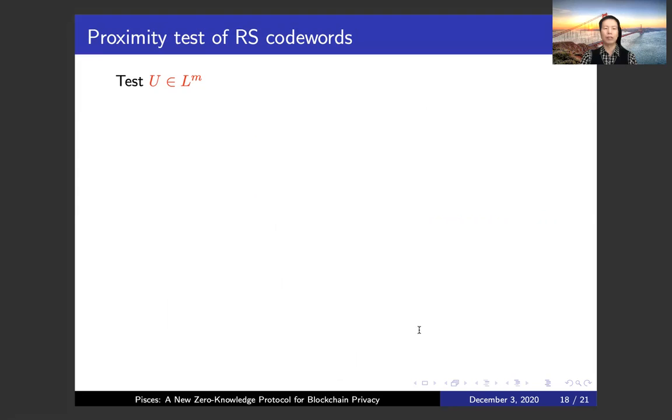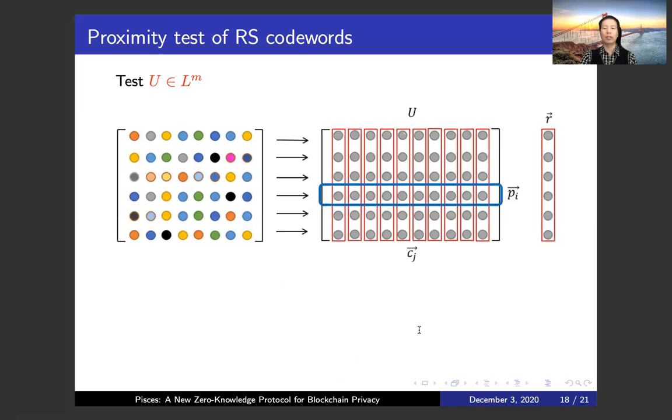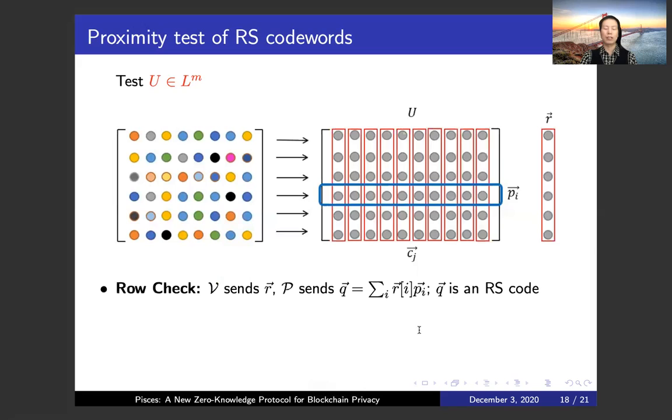So the problem is: given a matrix, how to test that each row of the matrix is a codeword, an RS codeword. Because the RS code is a linear code, any linear combination of codewords is also an RS codeword. So the idea is very simple. We just send r, and the prover computes the linear combination and sends q to the verifier. The verifier checks that the message is an RS codeword and also queries some t columns.